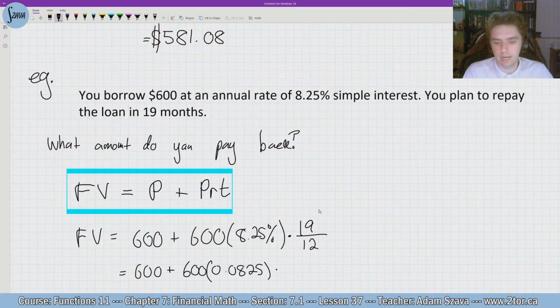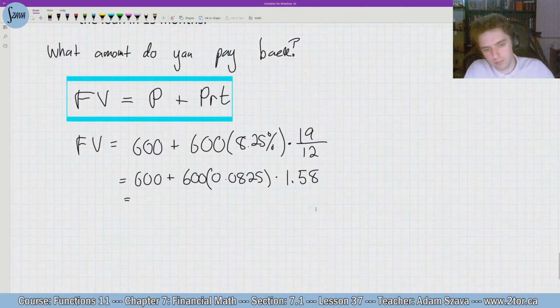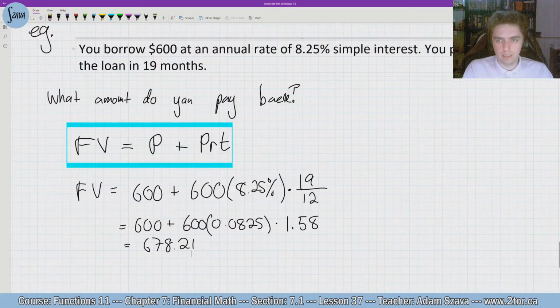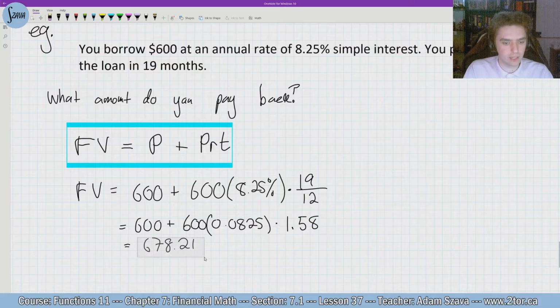0.0825 times 1.58. Okay, and that's going to be your future value, 600 plus 600 times 0.0825 times 1.58, and we get 678.21. So what that means is that after these 19 months, the final value that you have to pay back is $678.21.